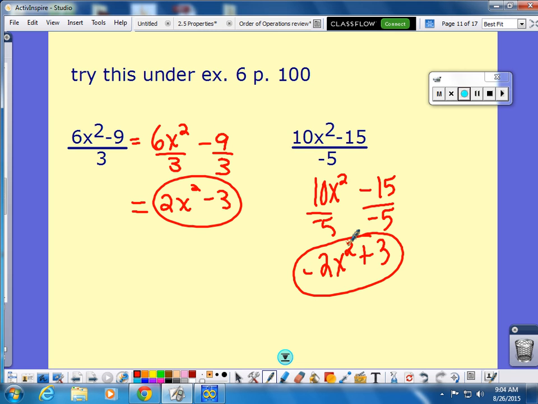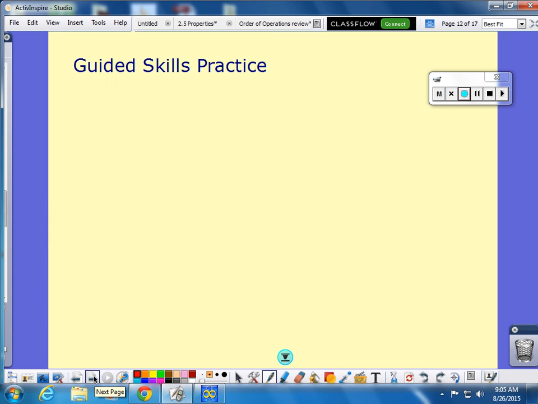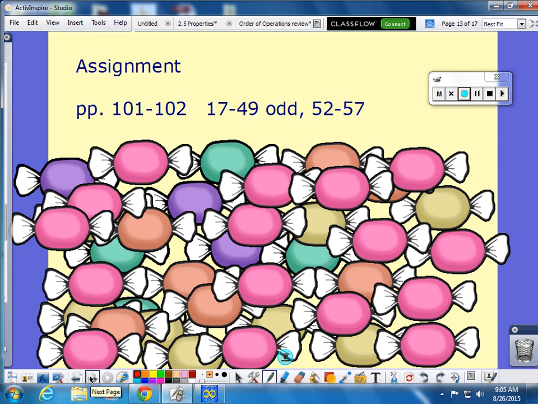Just easy stuff, guys? Okay, so we've added, we've subtracted, we've multiplied, we've divided, we've done integers, we've talked about properties, we've done order of operations, and all that has just been review stuff. So far, so good. Our assignment is here, let's copy that down for tomorrow.